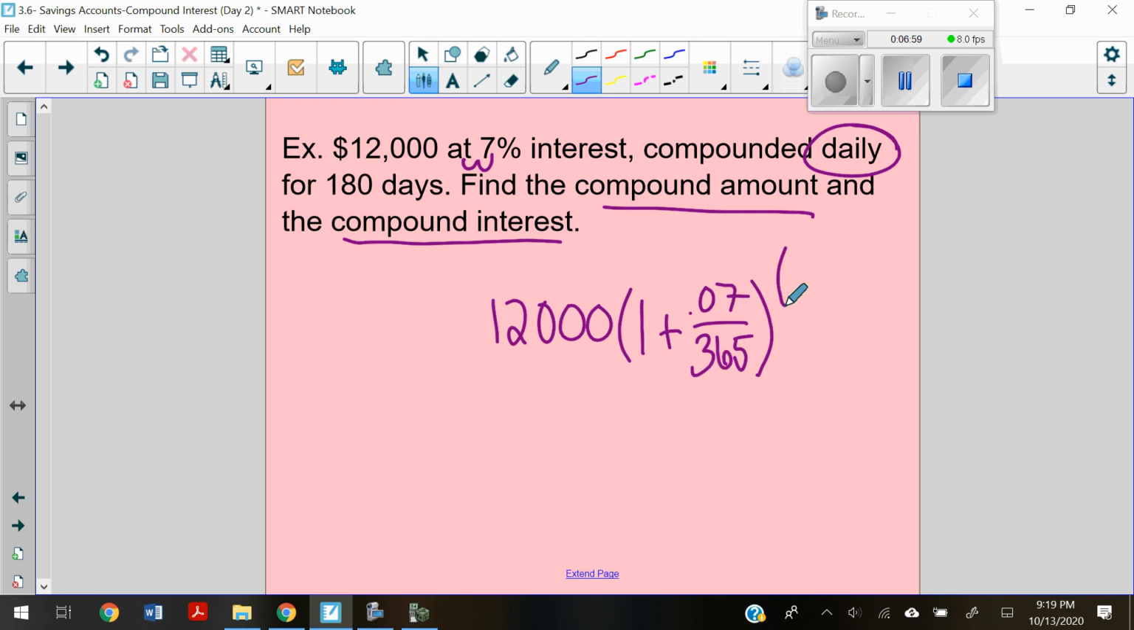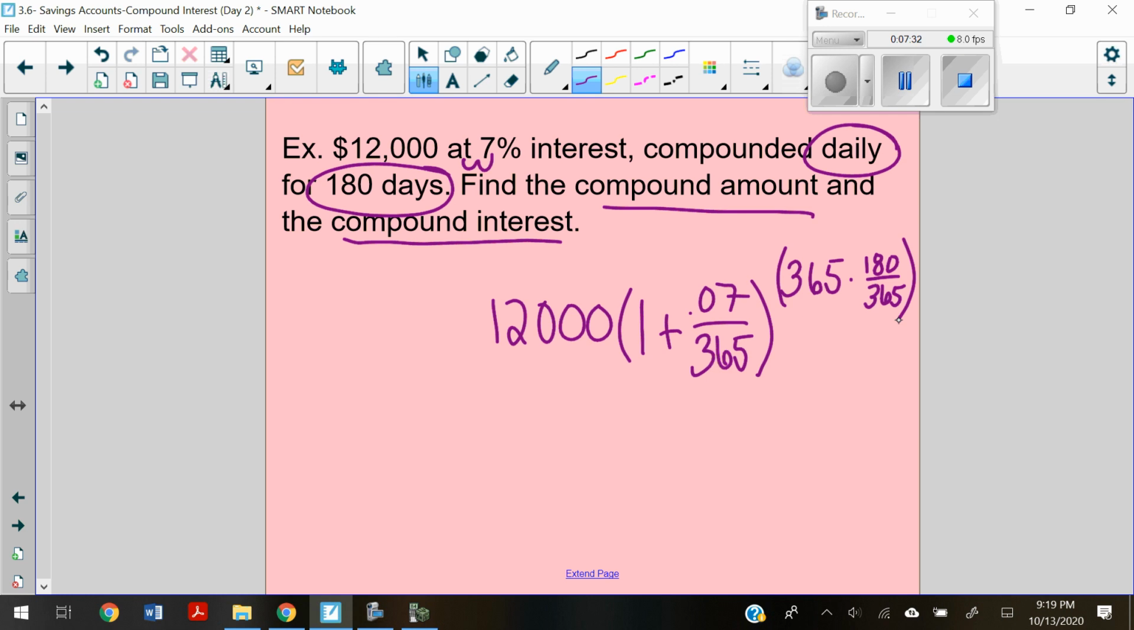And then I'm going to put up in my parentheses 365, because that's how many times. And then times, okay, so it says part of the year in days. 180. So, what's 180 of the year? That is roughly half a year. So if you're not sure, we could take 180 and divide it by 365. So it's not quite a full year.